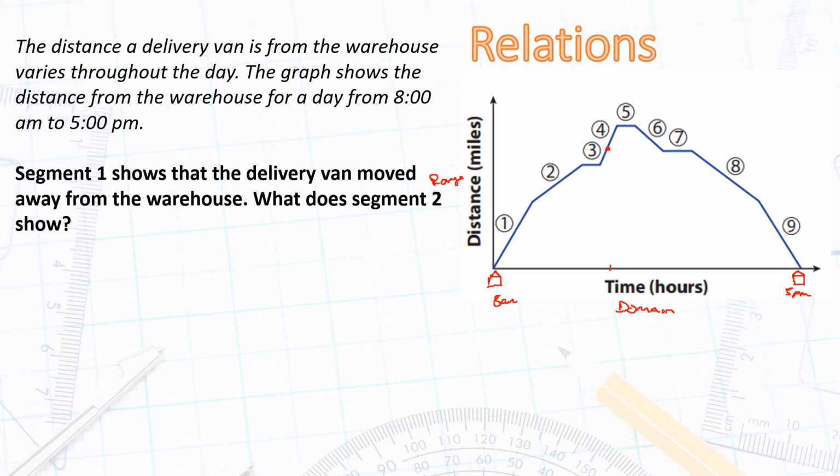Okay, segment number 1 shows the delivery van moved away from the warehouse. It started at 0, 0, so it started at 0 distance from the warehouse at time 0 and moves away. What does segment 2 show? So now you'd have to think about, what does the steepness of the lines mean?